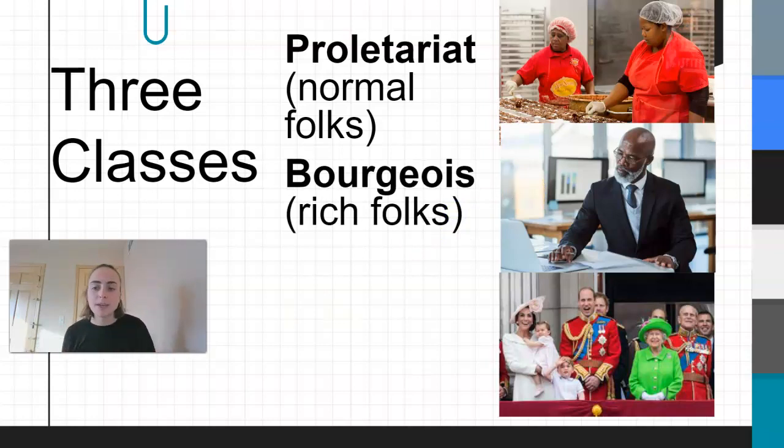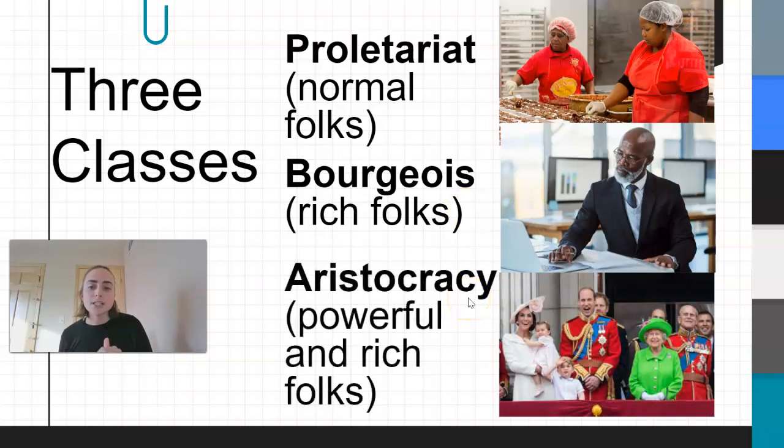Then we have this second middle class called the bourgeois. This is rich people. They have nice jobs, well-paying jobs. They can afford fancier things. They can go on nice vacations, things like that. Marx came up with this top class and called it the aristocracy. So this is powerful and rich people who have influence and power in society. You can think of politicians, celebrities, influencers, business executives. These are the people that are like making millions and also have a lot of power and influence over people around them.